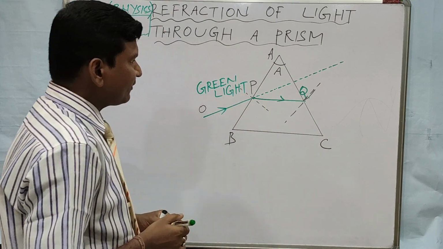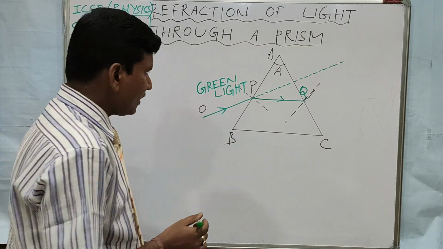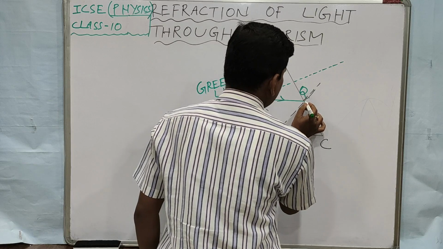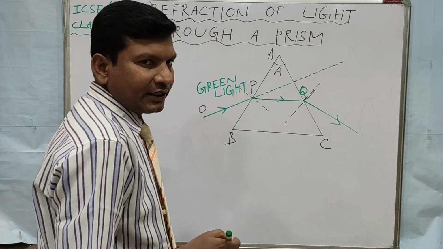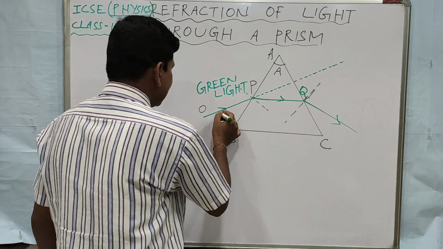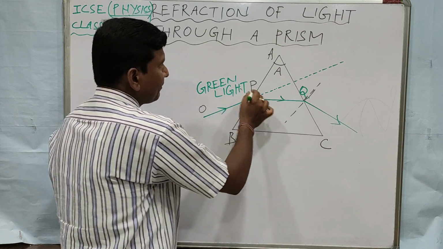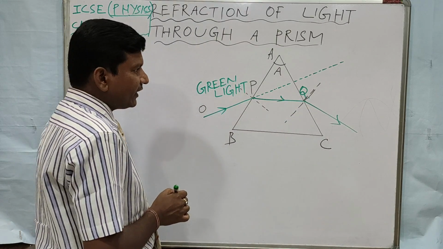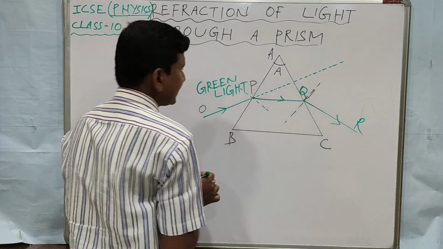And when the ray of light moves from glass to air, then it moves away from the normal. Therefore, the ray of light is going along this direction. So this is the emergent ray. Therefore, this is your incident ray. This light OP is the incident ray, PQ is the refracted ray, and QR is the emergent ray.